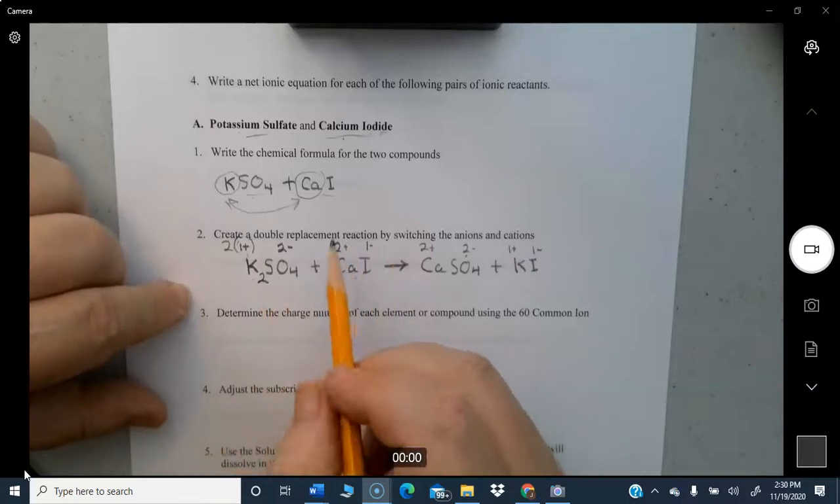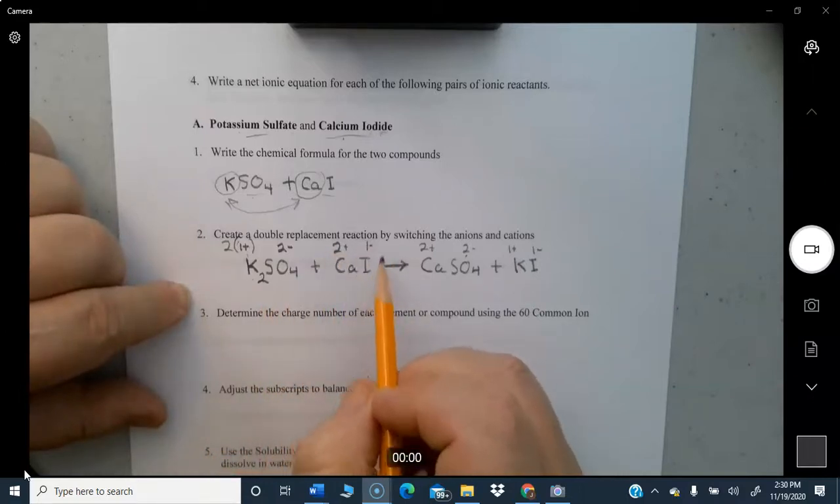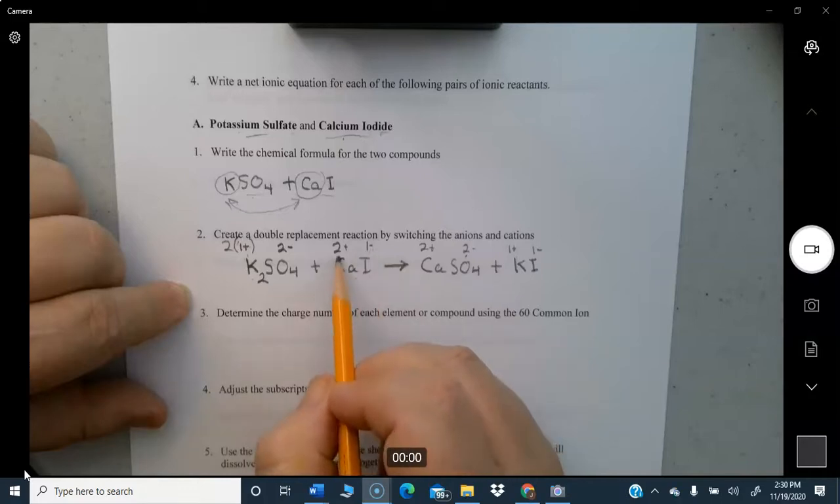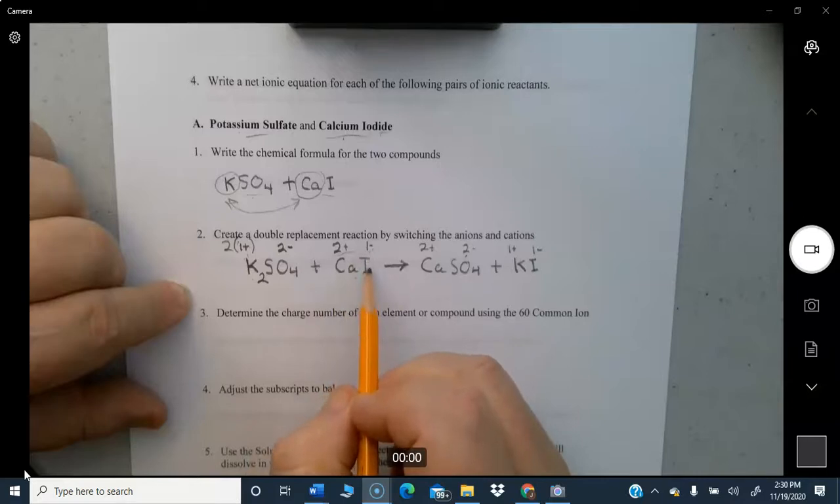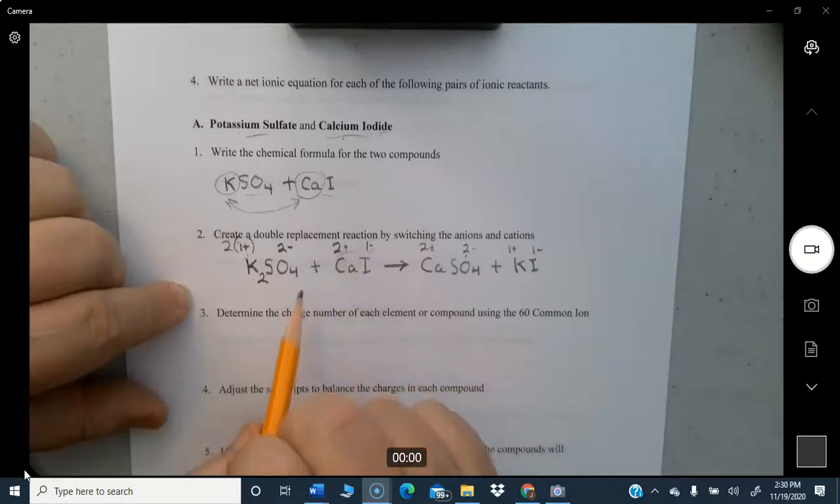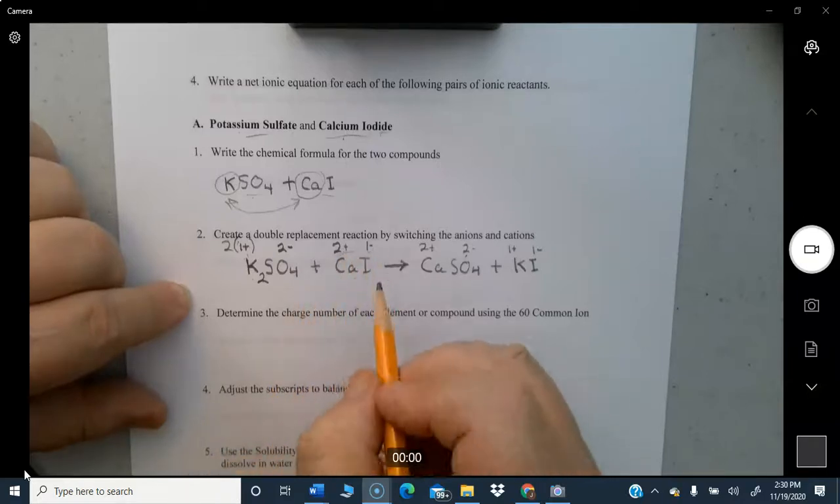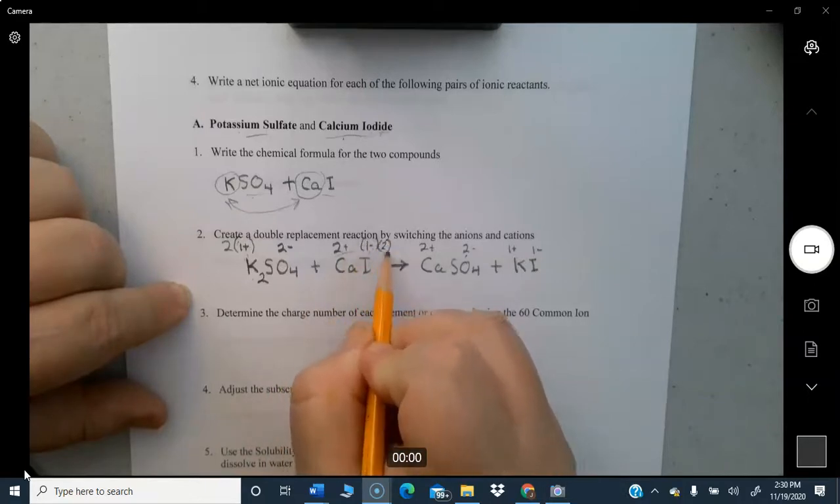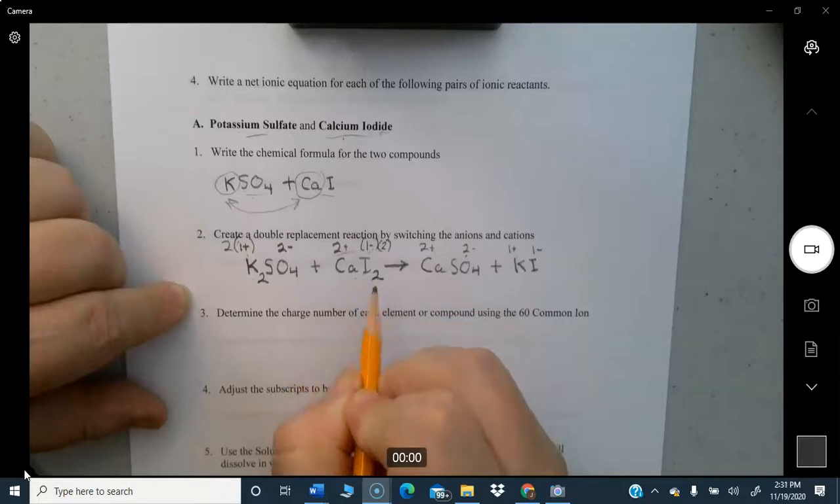Same thing over here. I have 2+ calcium, 1- iodide. I need 2 of these iodide. Each of these iodides wants to catch an electron, wants to pull in 1. But calcium's going to throw off 2. It's going to give up 2. So that means you need a second iodide in order to catch both of those electrons. So you need 2 iodides. So that's going to go ahead and become this times 2. So that's going to put a subscript of 2 there.